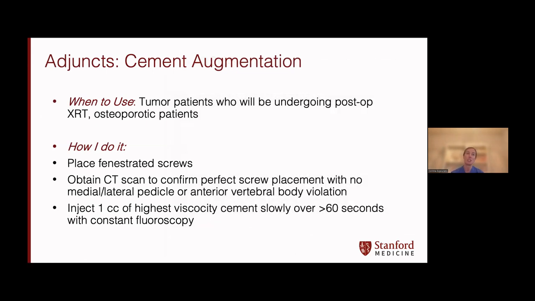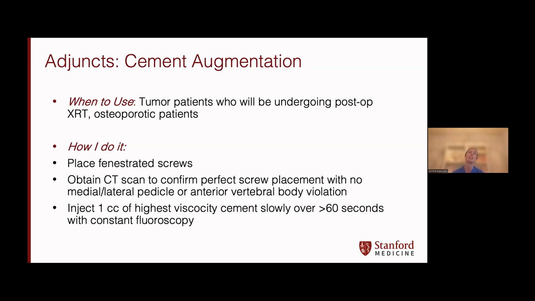So cement augmentation, which has been touched on earlier, I think is a great adjunct, and I have been using it increasingly in my tumor patients, especially those who are undergoing post-op radiation. I also use it in my non-tumor practice for osteoporotic patients. And so when I'm doing this, I place fenestrated screws. Those cannulated screws that we place over the K wires are fenestrated. They have holes that are towards the distal end as well as at the very tip, of course.